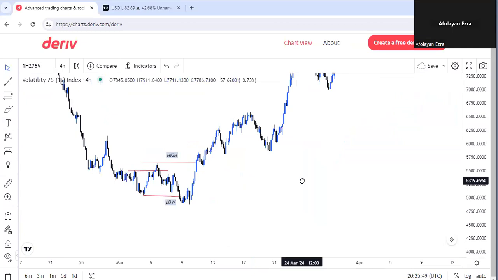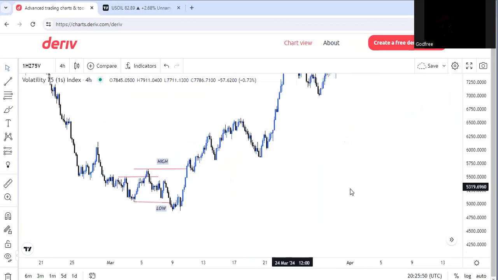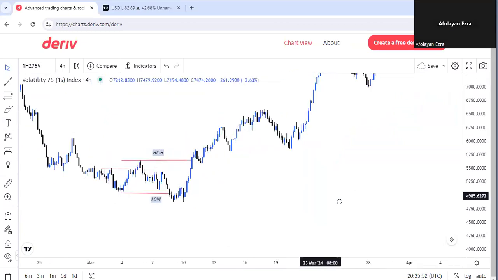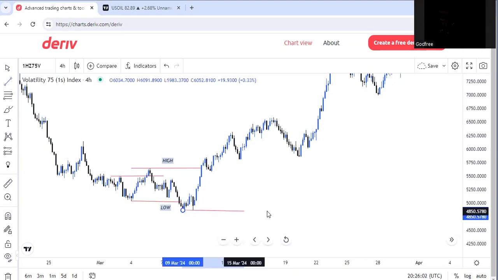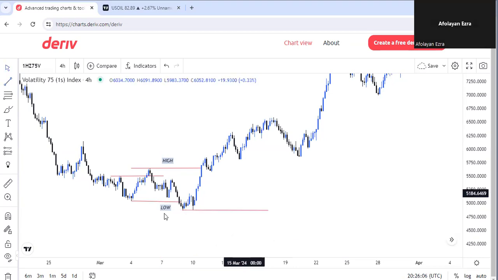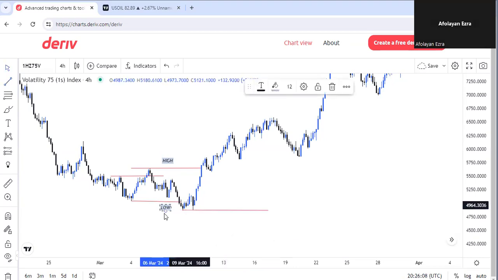Let's just continue. So we need a new high to be created and then we need the inducement to be taken to confirm the high. Because a valid high was taken, this becomes a valid low. So this is our valid low. We have a new low around that place.